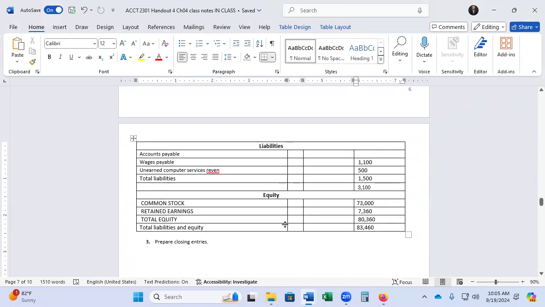Any questions about the numbers and where they came from? Yes, Josh.